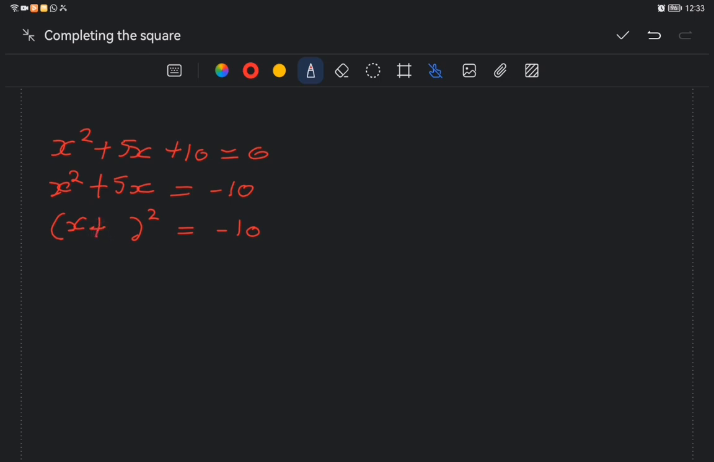We drop the half of that number, very important, drop the half of the number, so 5 multiplied by 1 over 2, that is equivalent to 5 over 2. So we put our 5 over 2 there. Fine. Now let's rewrite it. So it's going to be x plus 5 over 2, everything squared is equivalent to negative 10. Because we've introduced the 5 over 2 inside, we need to introduce a 5 over 2 squared on the right hand side because there is a squared outside there. So we're going to do that.